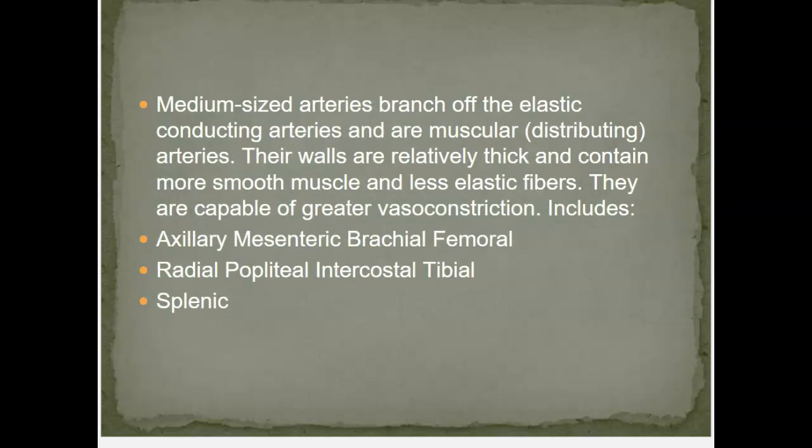Then you get to the more medium-sized ones, and the amount of elasticity to muscular is different. So they're still thick-walled, but more smooth muscle, so they have more movement, more vasoconstriction. So these are your right and left axillaries, the mesenteric, the right and left brachials, the right and left femorals, right and left radial, the right and left popliteal, the intercostals, the right and left tibial. You have an anterior tibial and a posterior tibial on both sides. And then, of course, the splenic artery. The splenic branches off the celiac.